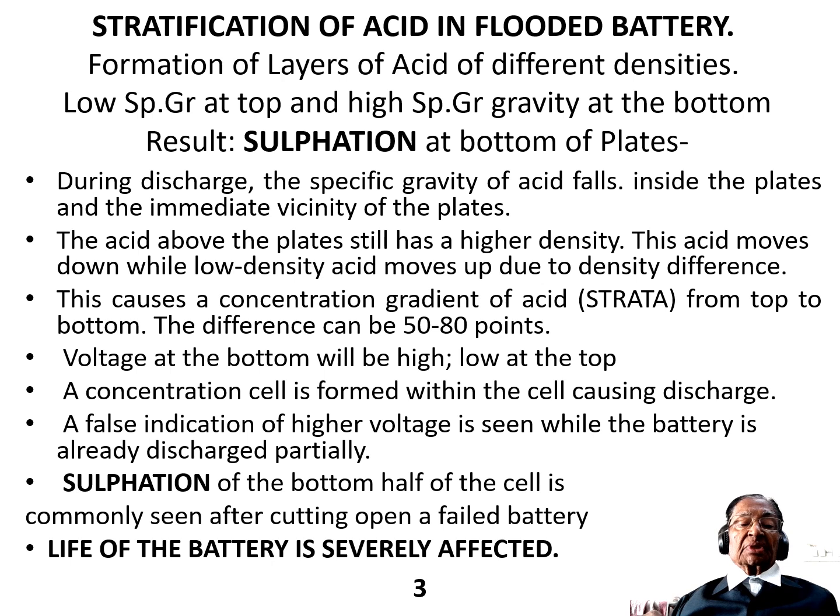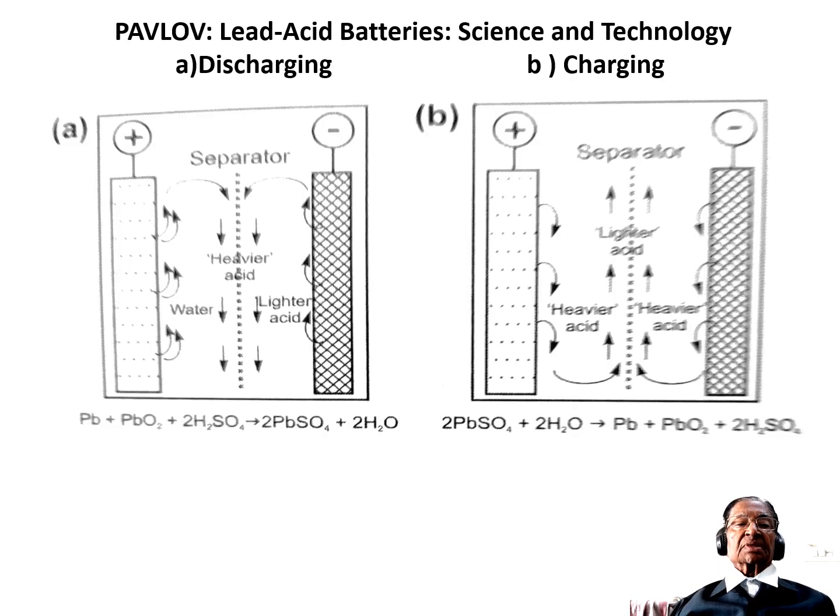Now, what is the result of the stratification? It causes sulphation of the bottom half of the cell. The bottom portion of the cell is sulfated. Use of the battery is very severely affected. Naturally, we would like to eliminate this or reduce its intensity. These are the two methods which I will be discussing with you in the subsequent slides.